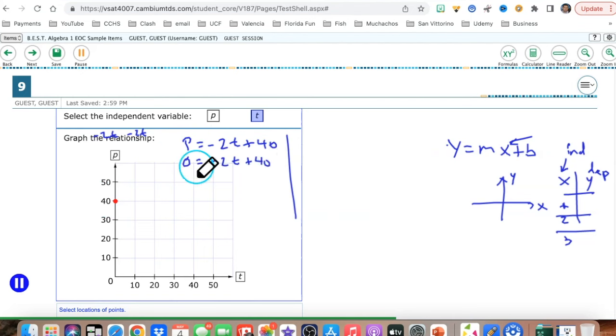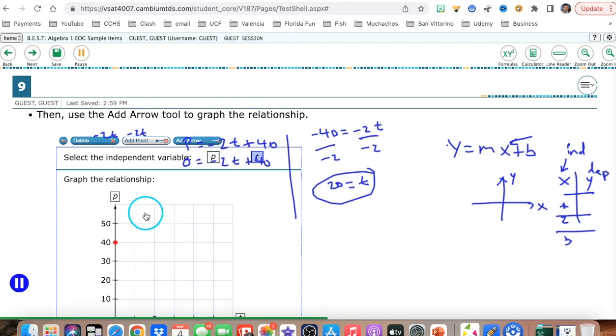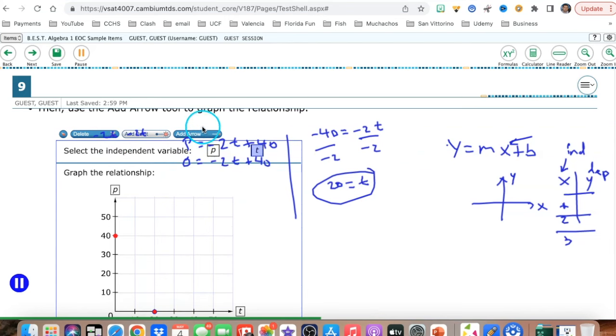So plus 40, plus 40, that's going to give me negative 40 equal to negative 2t, divided by negative 2, and that's going to give me 20. So my t-intercept is going to be 20. Let's mark it. 0, 20. And now I need to draw a line. Use the arrow. Okay, so here we go. Here's the arrow. And let's make an arrow from those 2 points. And that's going to be my graph.